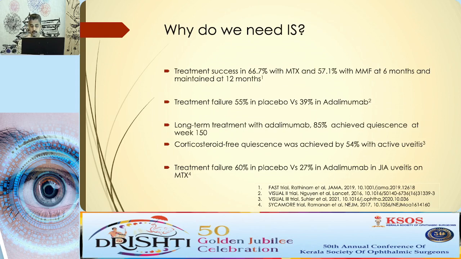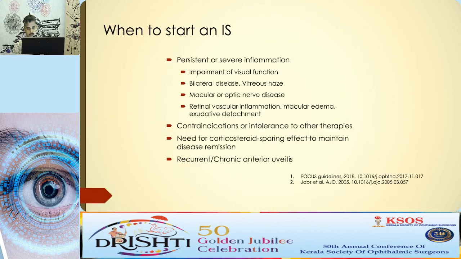Already many trials like FAST, VISUAL, or SYCAMORE trials have shown that when we add immunosuppressants to steroids, there is good efficacy in achieving remission and preventing flares and complications associated with it. So we need to look at adding immunosuppressants to steroids. So when should we add an additional immunosuppressant to steroids?